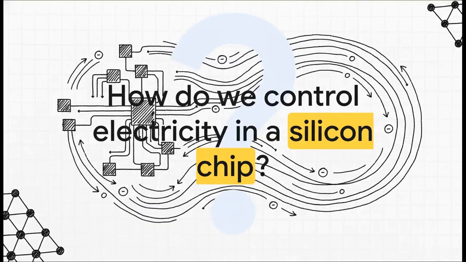So that's the big question, right? How do we pull this off? And we're not just talking about flipping a switch on or off. We're talking about building mind-bogglingly complex logic gates with millions of transistors on something smaller than your fingernail. To even begin to answer this, we need to see the world from an electron's point of view.